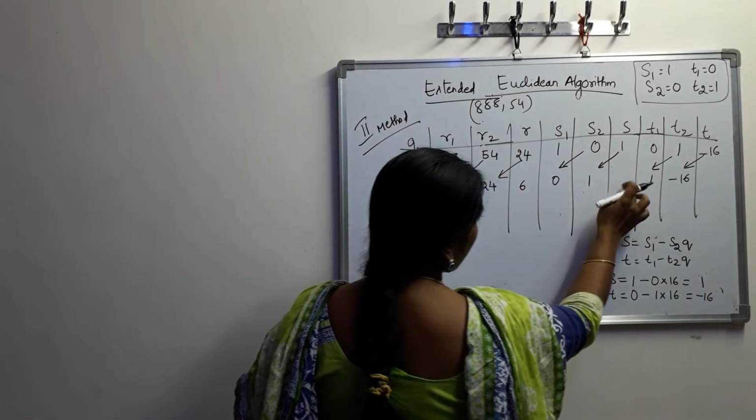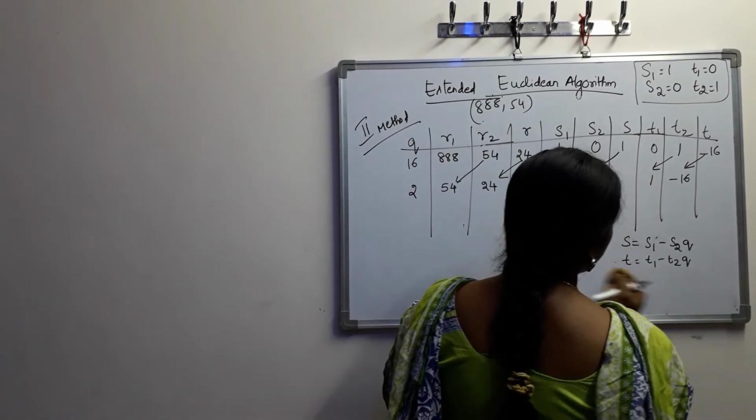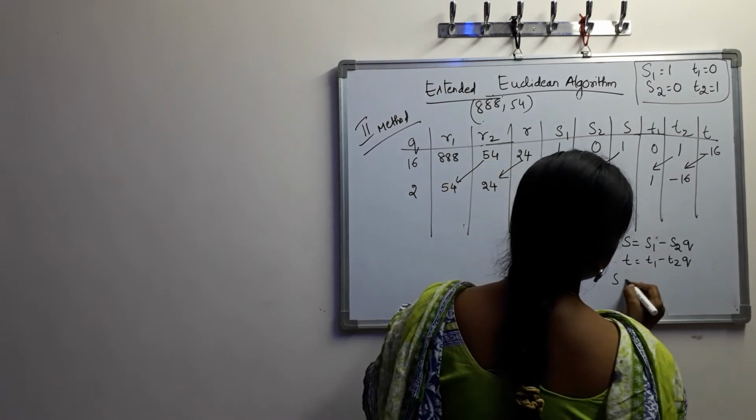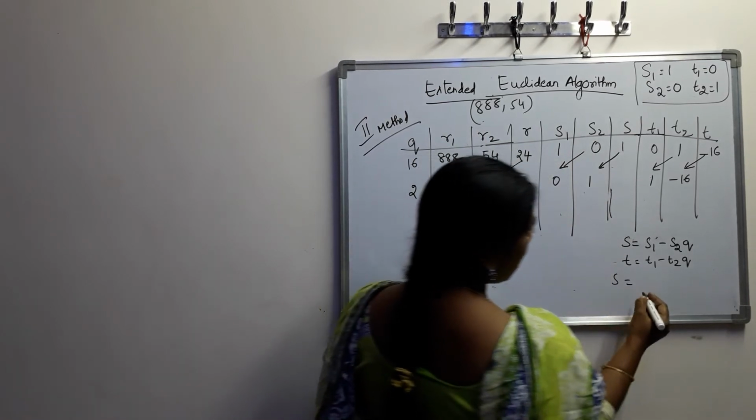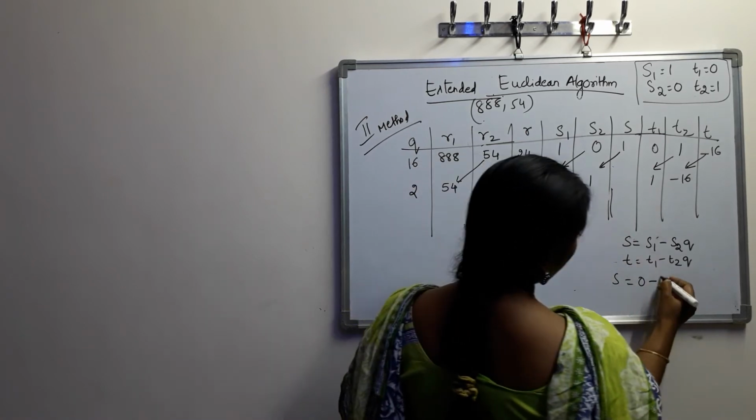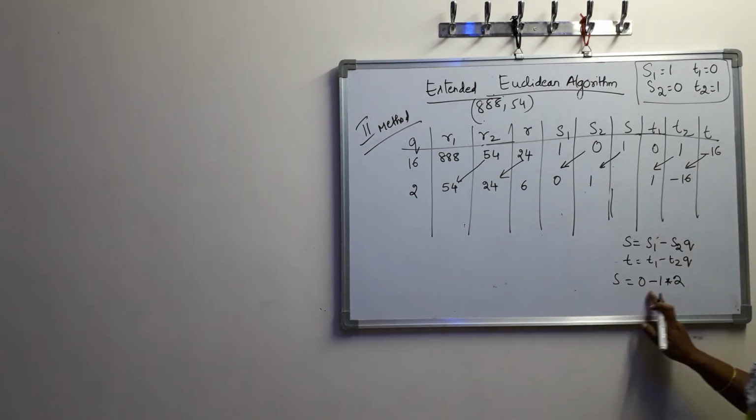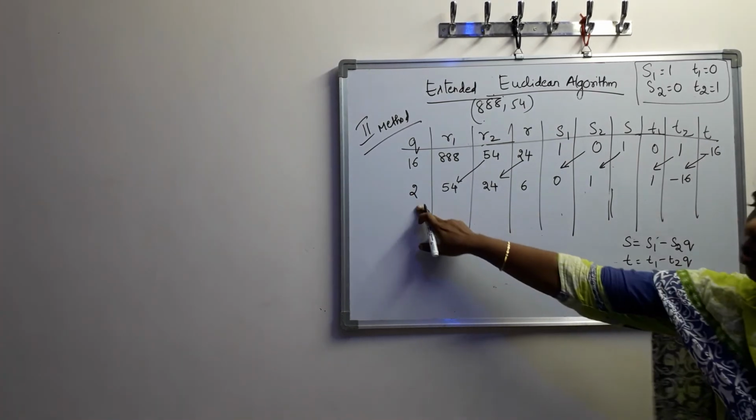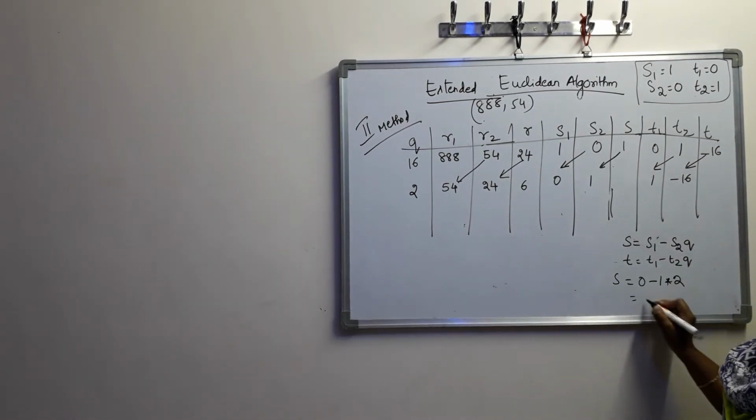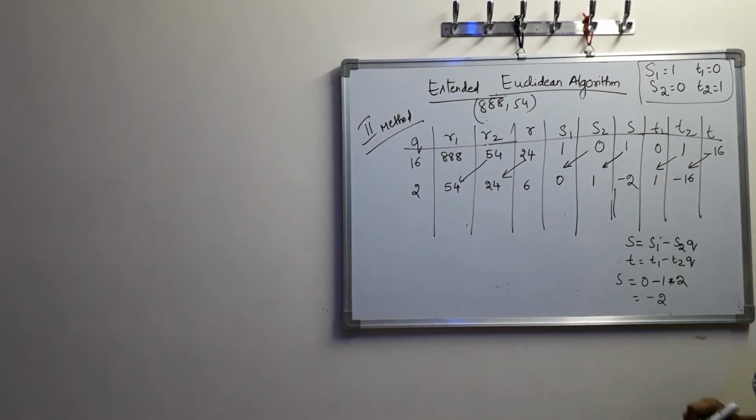Now solve these values S and T. S is equal to, what is the value of S1? That is 0 minus S2 value. What is the value of S2? 1 into what is the quotient value? 2. So 0 minus 1 into the quotient value, which is 2 here. So we are going to get minus 2. So minus 2 value over here.